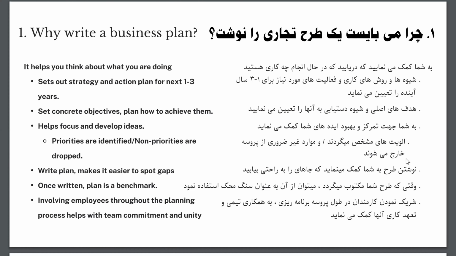In your business plan, you want to outline your strategy for the next 1 to 3 years. Like we talked about before though, this doesn't have to be perfect. Stuff is always going to change. But you just need to have a rough outline.